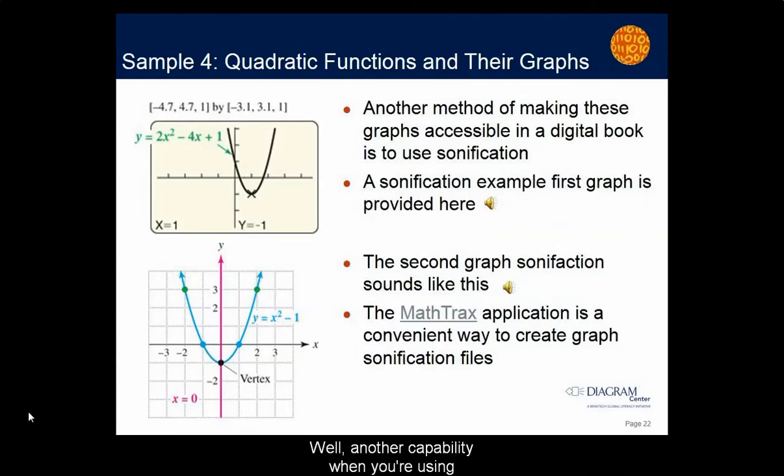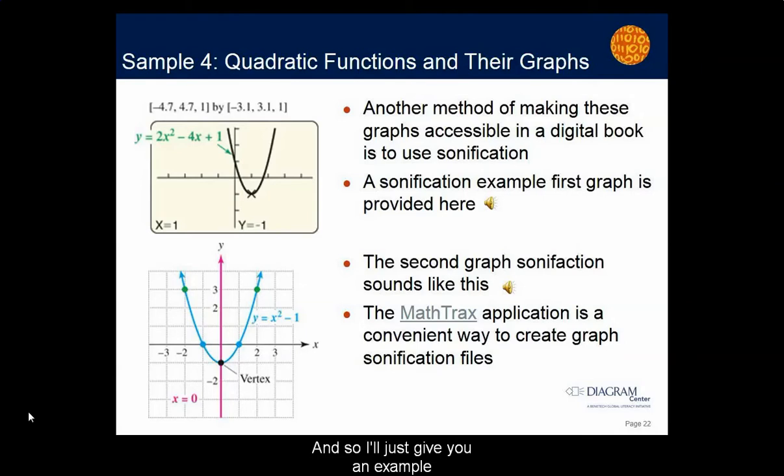Well, another capability when you're using digital material, of course, is to do something interesting with it, using the technique that's been used in audio graphing. Blind students, for instance, may be used to using audio graphing calculators. Essentially, they use pitch to indicate the position of the point as it passes on the line that's being graphed. So as the line is going down, the pitch will go down. As the line's going up, the pitch will go up. You can produce these sonification files quite easily using the MathTracks application, and we include a link to that resource. That's a free resource that NASA created several years back.